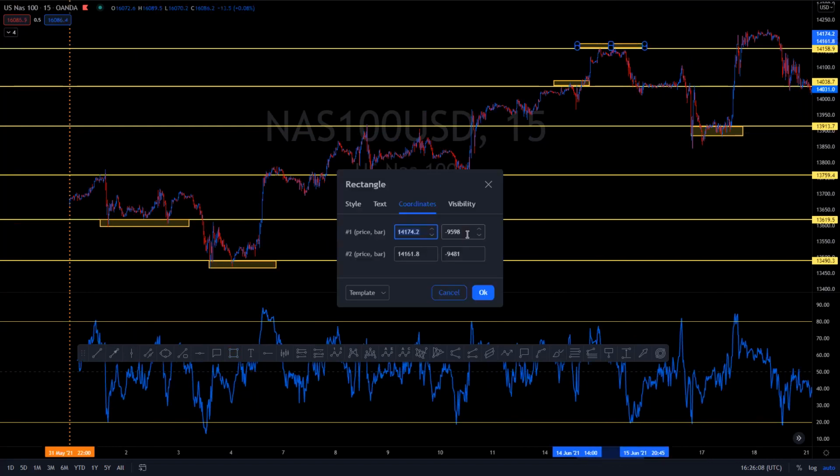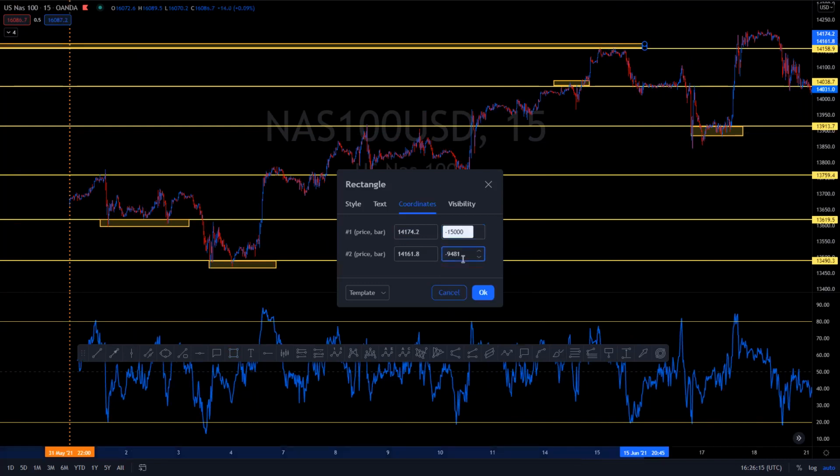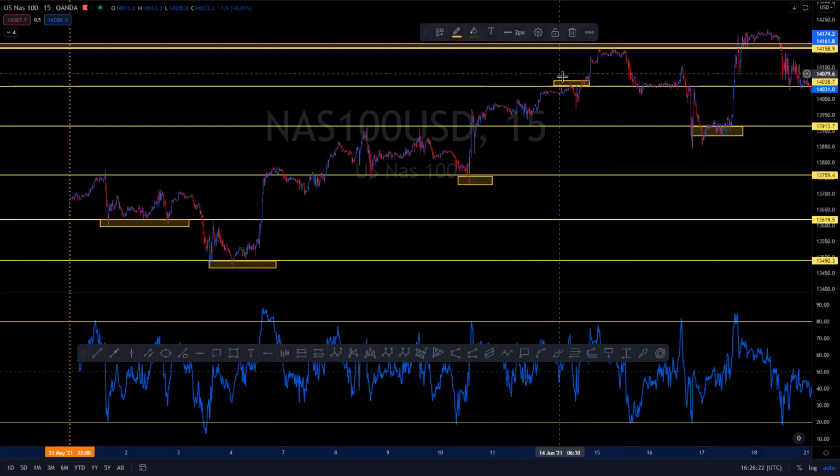Now I'm going to actually change the coordinates of these so that they can stretch out throughout the whole screen. So if you're a trader and you use TradingView, I'm going to show you how to stretch your zones across the screen without having to do all of that.